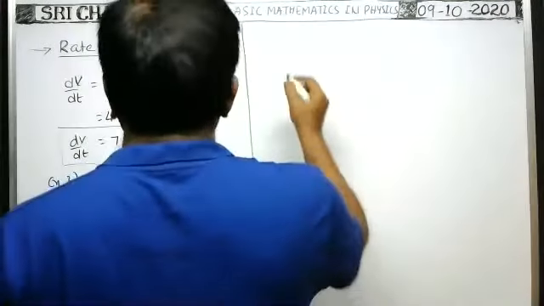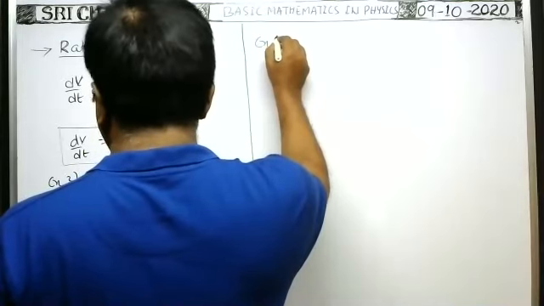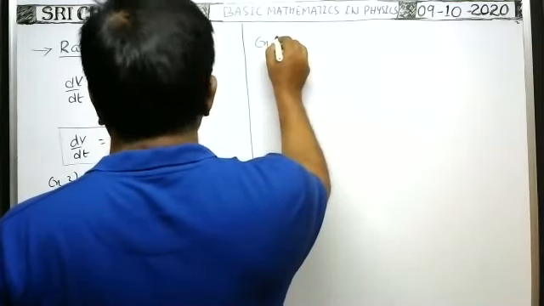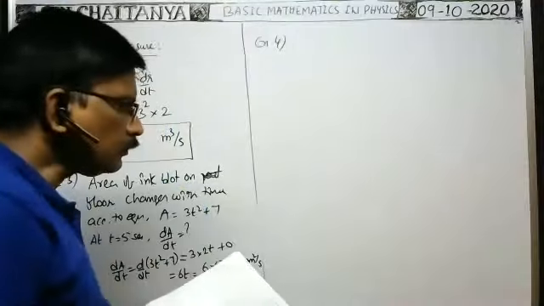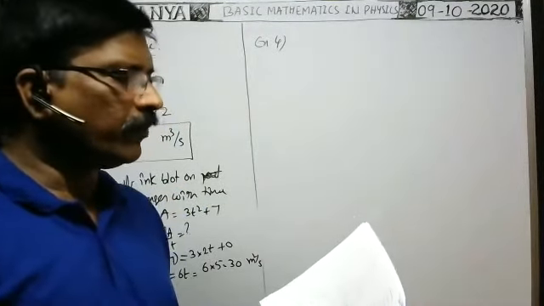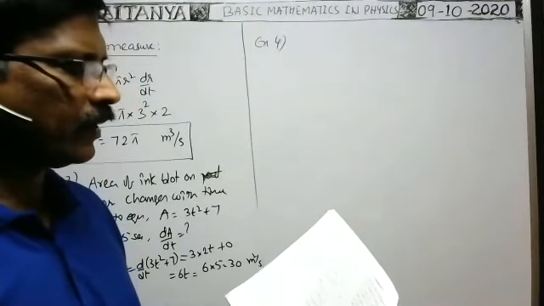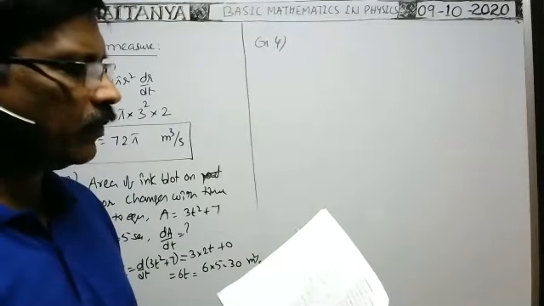Okay, another example, example 4. All of you listen to the problem. A particle starts moving and its displacement after 3 seconds is given by. A particle starts moving.